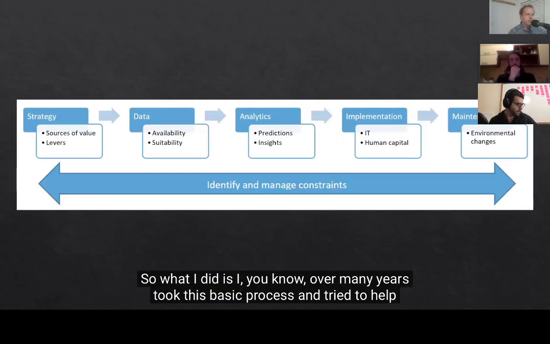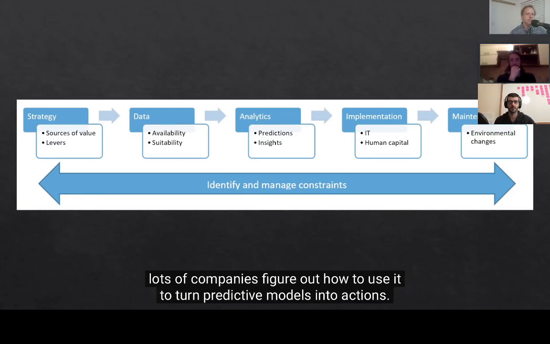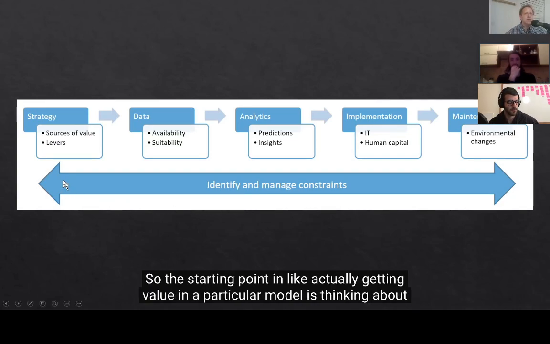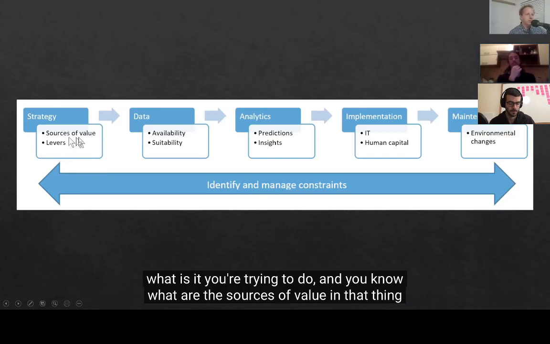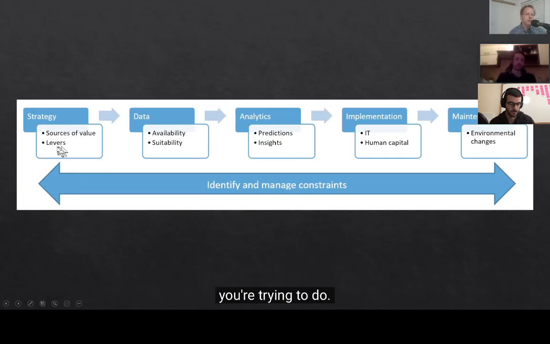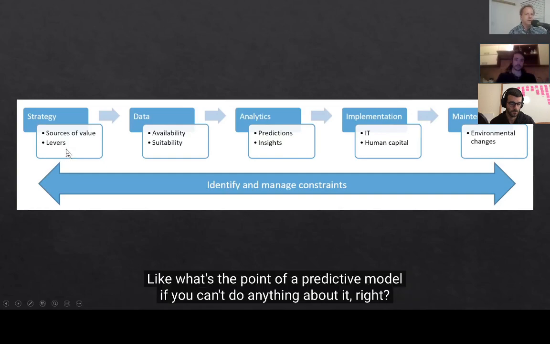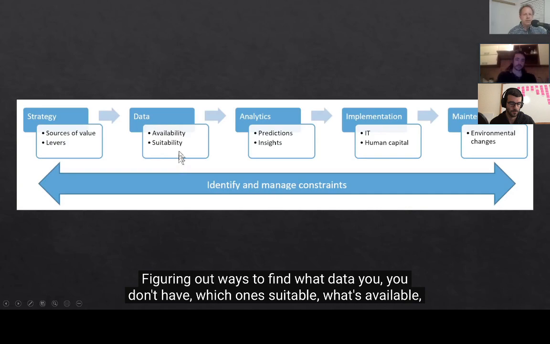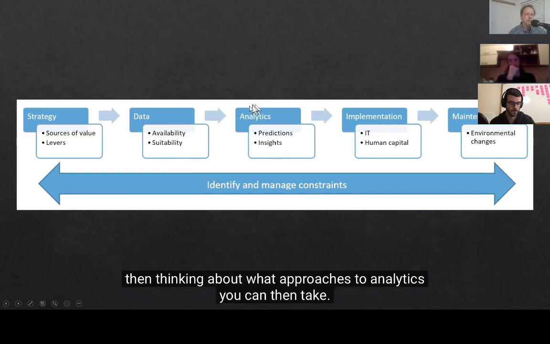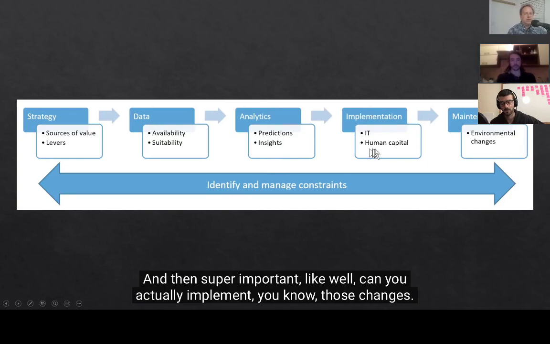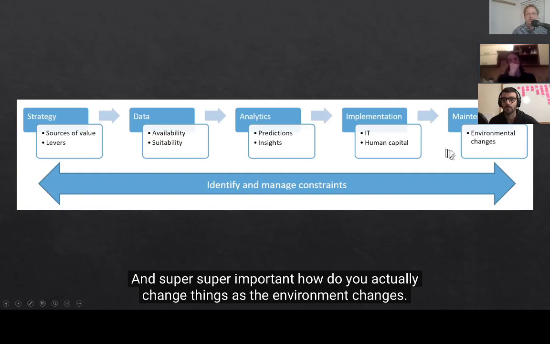So what I did is I over many years took this basic process and tried to help lots of companies figure out how to use it to turn predictive models into actions. The starting point in actually getting value from a predictive model is thinking about what is it you're trying to do, and what are the sources of value in that thing you're trying to do. The levers: what are the things you can change? What's the point of a predictive model if you can't do anything about it? Then figuring out what data you have, which is suitable, what's available, then thinking about what approaches to analytics you can take, and then, super important, can you actually implement those changes? And super important, how do you actually change things as the environment changes?